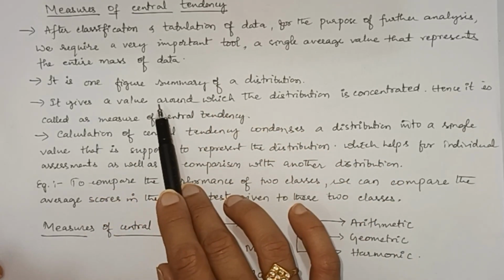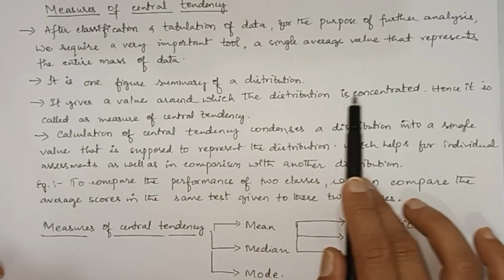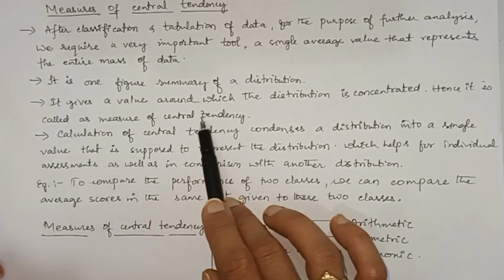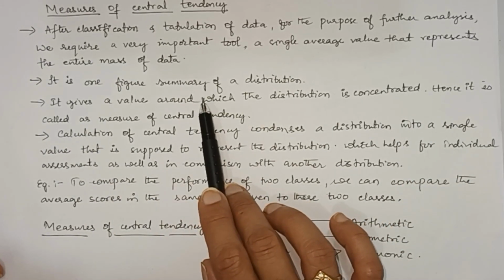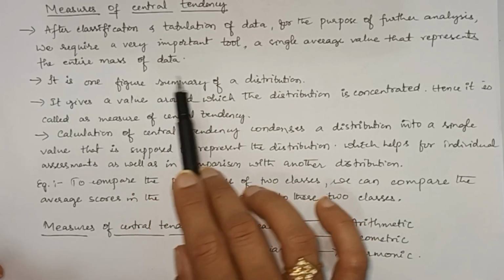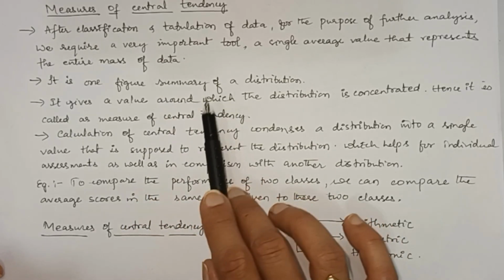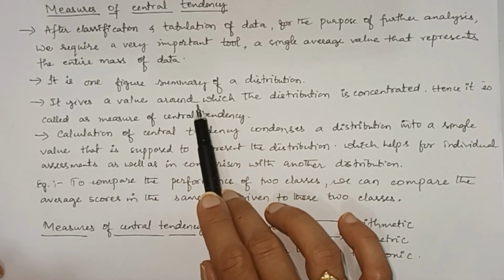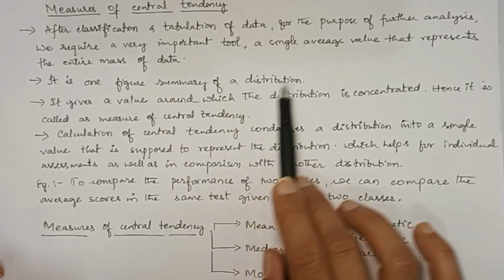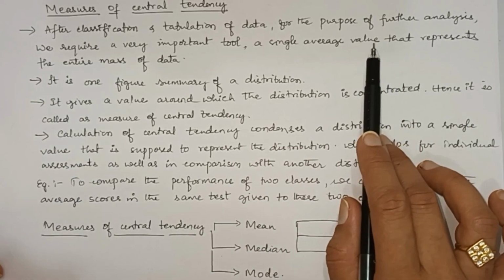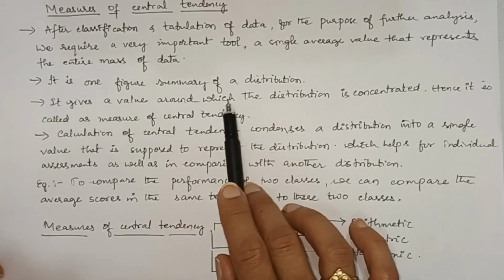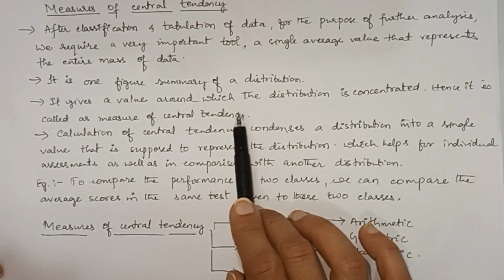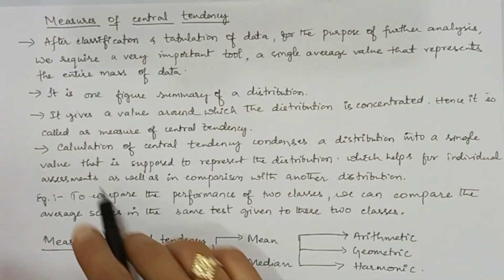It gives a value around which the distribution is concentrated. So hence it is called a measure of central tendency. It is the center value of the distribution. Once you get that center value in the distribution, then we can use that one particular value to get inferences about the data. So that is why it is called a measure of central tendency, and this is the purpose why we need central tendency.